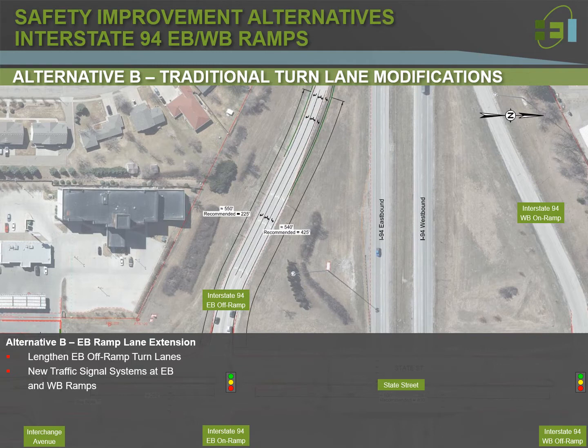Alternative B, eastbound ramp lane extension at Interstate 94 includes lengthening the eastbound off-ramp turn lanes and replacement of the traffic signal systems at the eastbound and westbound ramp intersections.